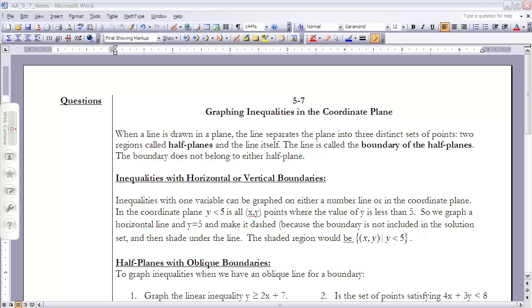So when we draw a line in a plane, the line basically takes the plane and separates it into three distinct sets of points. Remember, a coordinate plane is sets of points that we're looking at. So the two regions are the half planes, and the line itself is the boundary of those half planes. So the three regions are the two half planes and the boundary separating those half planes. Okay?